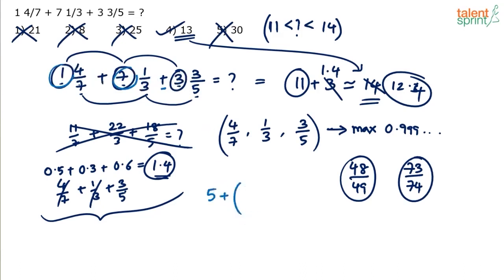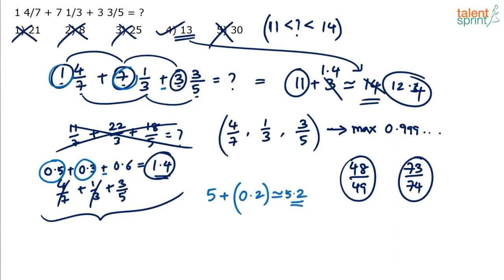Plus, what's the fractional sum? 0.5 plus 0.3. Plus 0.6 will become minus 0.6. Remember, when you have minus 3 by 5, the integer becomes minus 3, and the fraction becomes minus 3 by 5. You cannot add 0.6, you have to subtract 0.6. So 0.5 plus 0.3 is 0.8. 0.8 minus 0.6 is 0.2. So 5 plus 0.2, approximately 5.2.